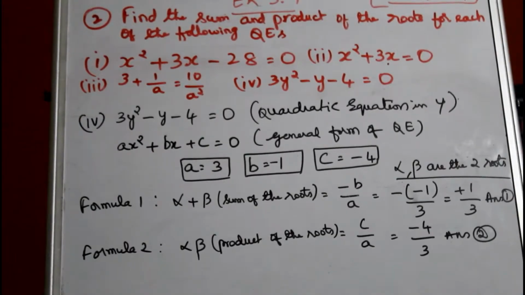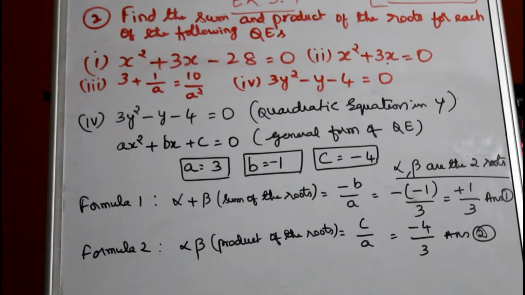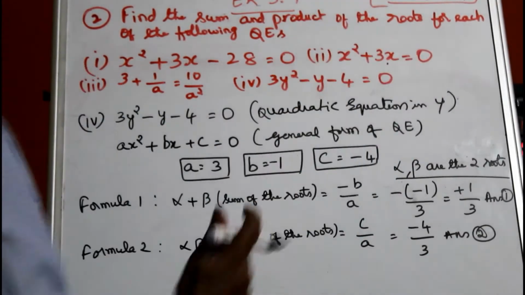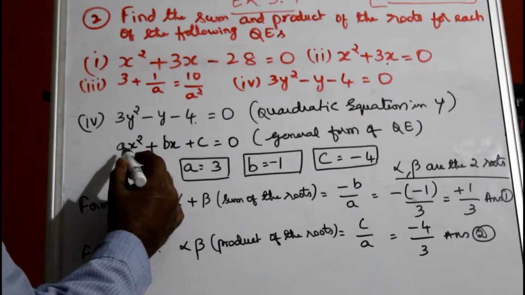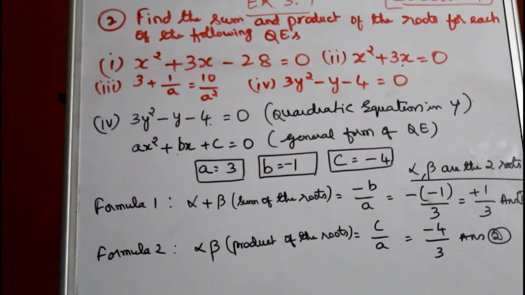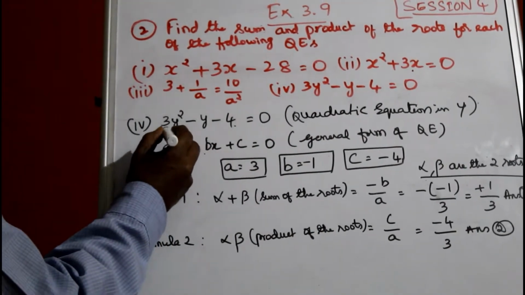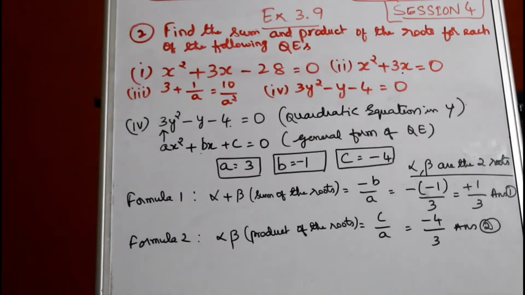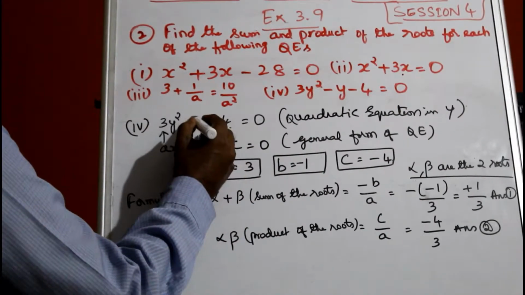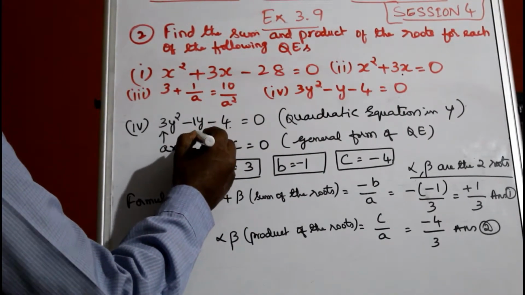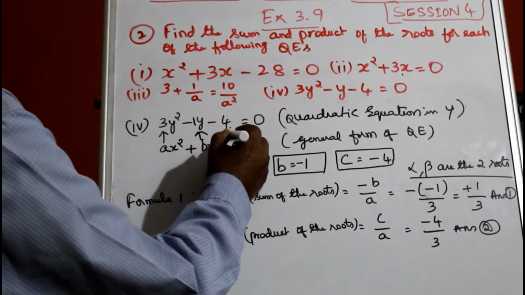So we'll do the last sum: 3y square minus y minus 4 equal to 0. This is actually a quadratic equation in y: y square, y and a constant. But the general form is, generally we keep as ax square plus bx plus c equal to 0. From this you get a is equal to 3, b is minus 1, and c is equal to minus 4.